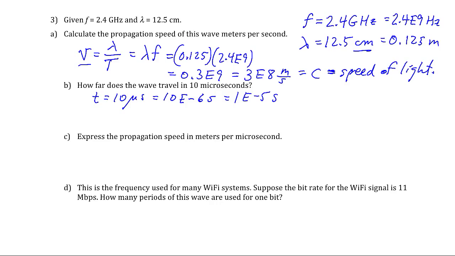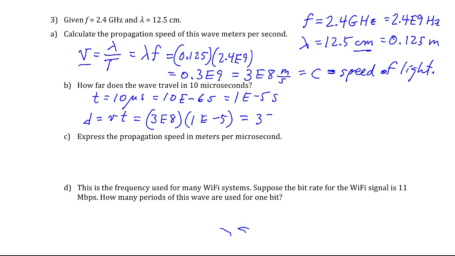And we have the equation that the distance is the velocity times time. Okay, meters per second times seconds is going to give us meters. And the velocity is 3 times 10 to the 8th meters per second times 1 times 10 to the minus 5 seconds. And this yields 3 times 10 to the 3rd meters, or 3,000 meters, or 3 kilometers. Okay, so 10 microseconds, 3 kilometers.